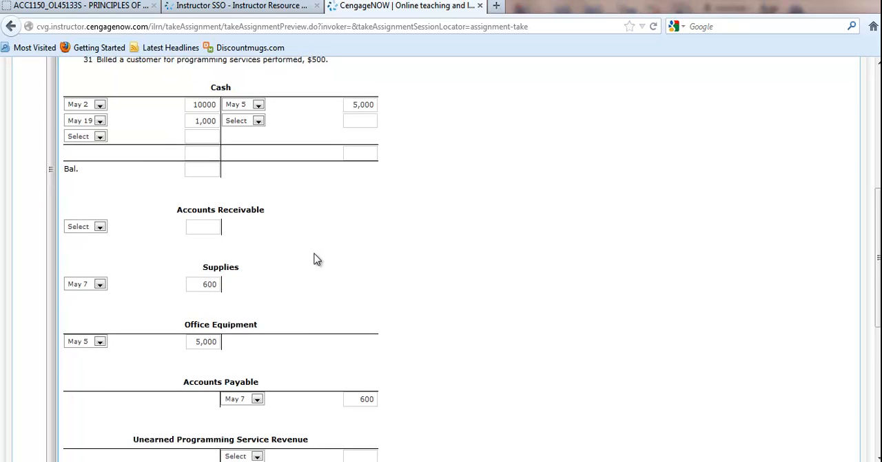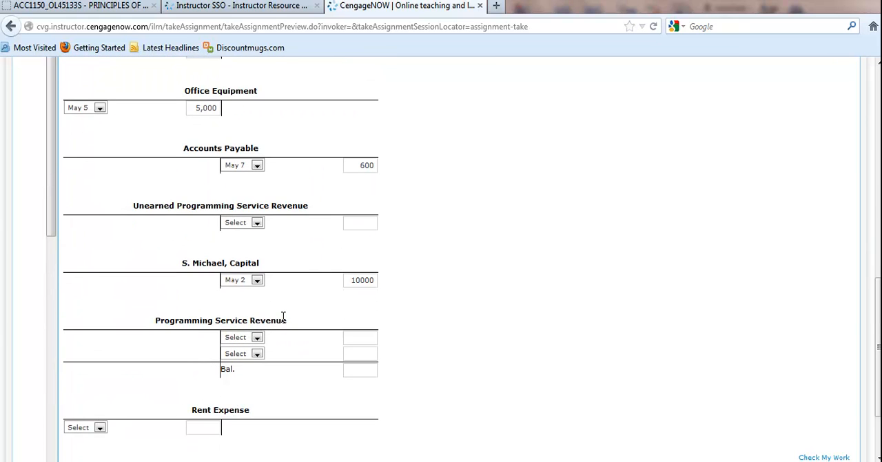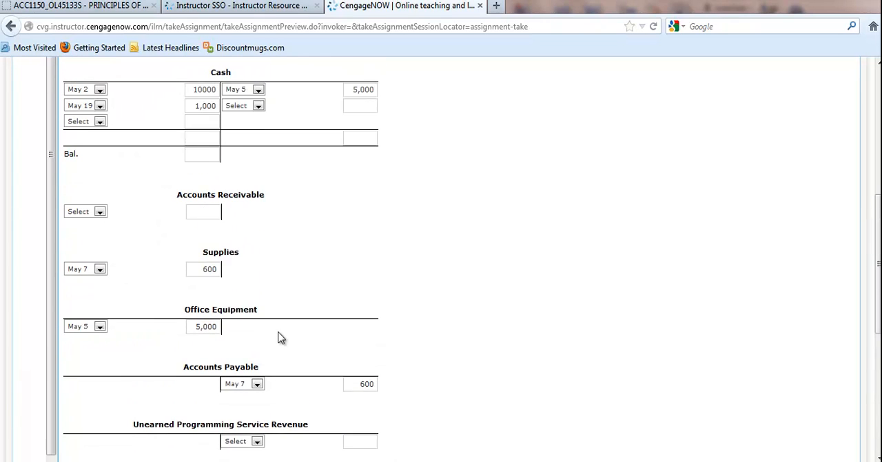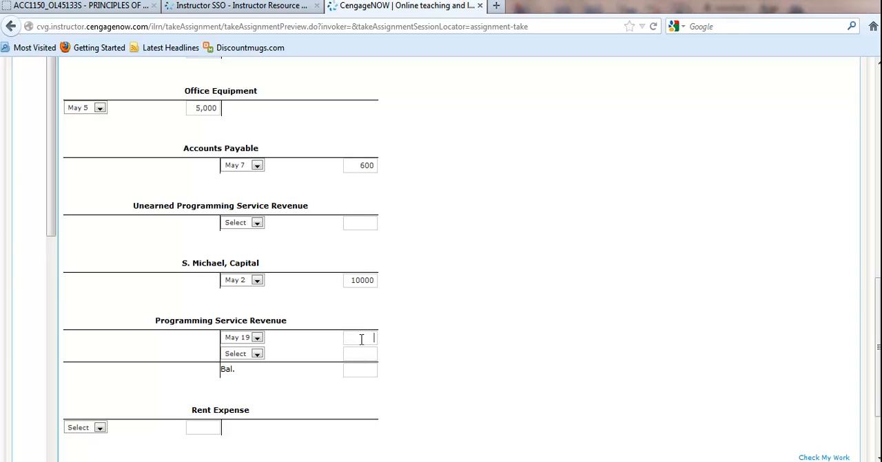So I'm going to scroll down here and find my revenue account. Programming services revenue, okay? This account increases with a credit, and that was May 19th, and it's $1,000 that I earned in revenue.